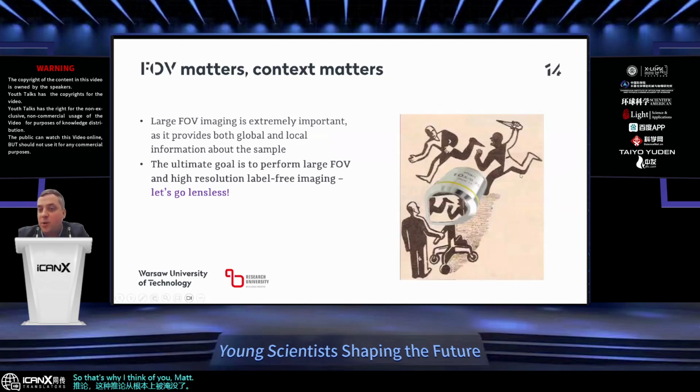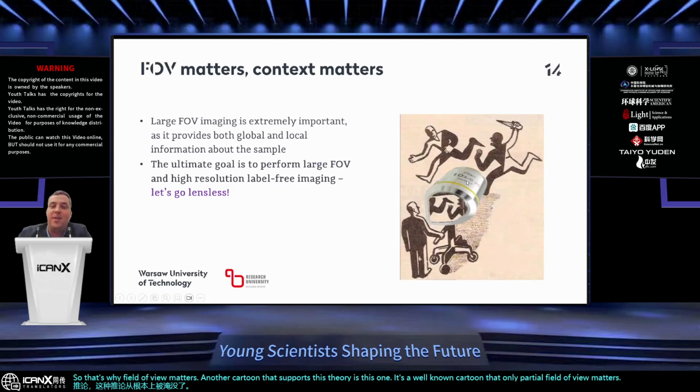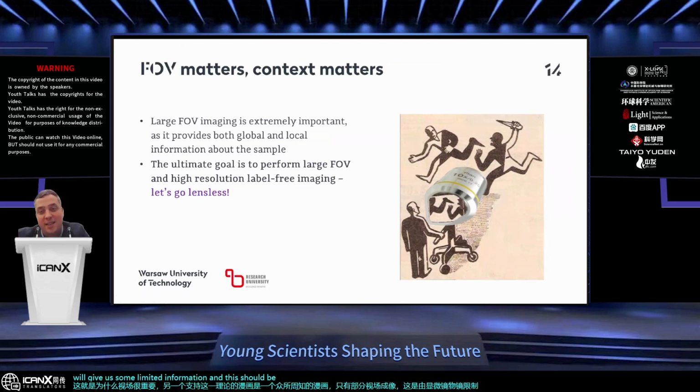And another cartoon that supports this theory is this one. It's a well-known cartoon showing that only partial field of view imaging, which is limited by the microscope objective that we are using, will give us limited information, and there is a high probability that it will be flawed. The inference would be wrong. So the field of view matters. That's why we are going lensless.